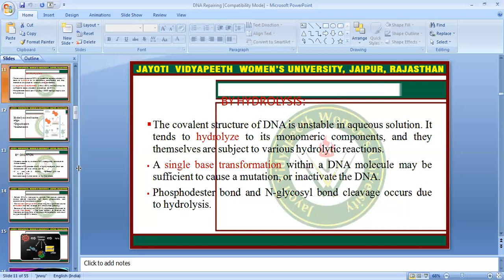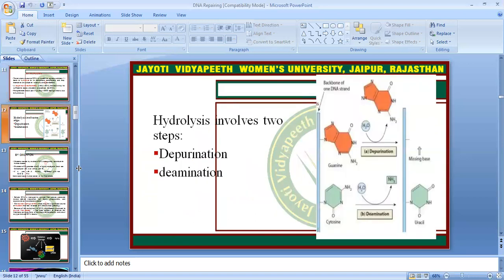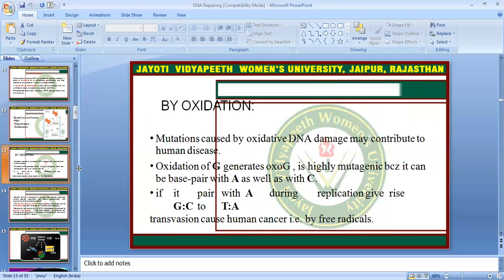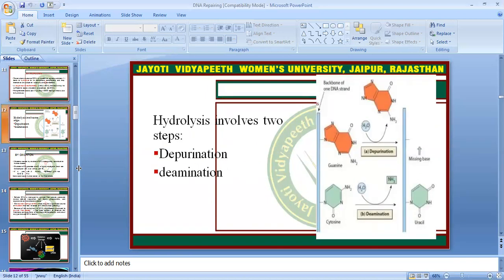By hydrolysis: the covalent structure of the DNA is unstable in aqueous solution. It tends to hydrolyze to its monomeric components, and they themselves are subject to various hydrolytic reactions. A single base transformation within a DNA molecule may be sufficient to cause a mutation or inactivate the DNA. Hydrolysis involves two steps: depurination and deamination. Depurination removes a complete purine, and in deamination only the amino group is removed from the cytosine, converting cytosine into uracil.